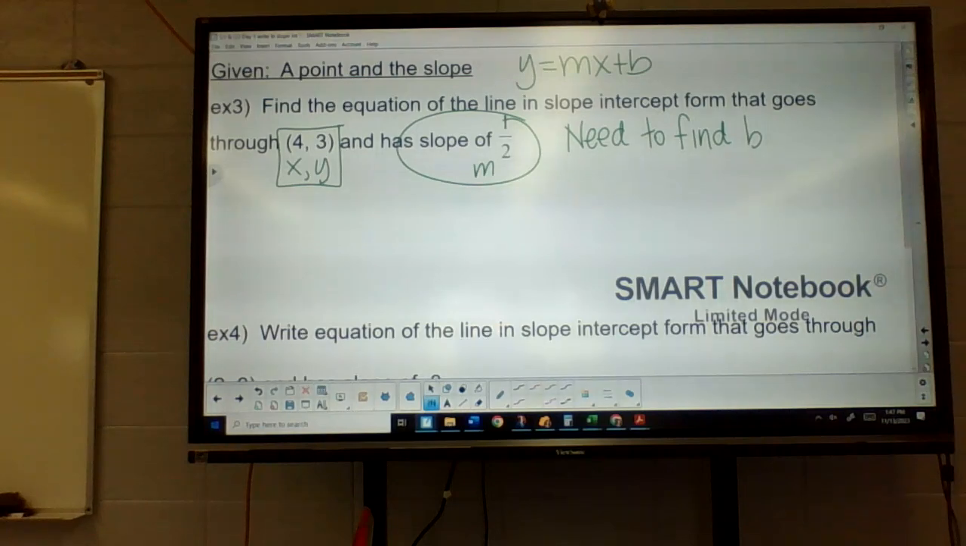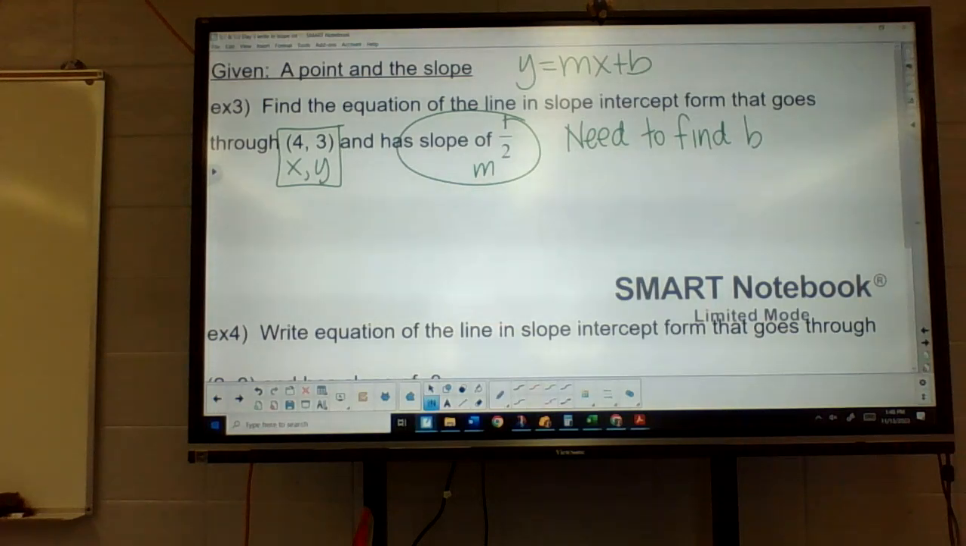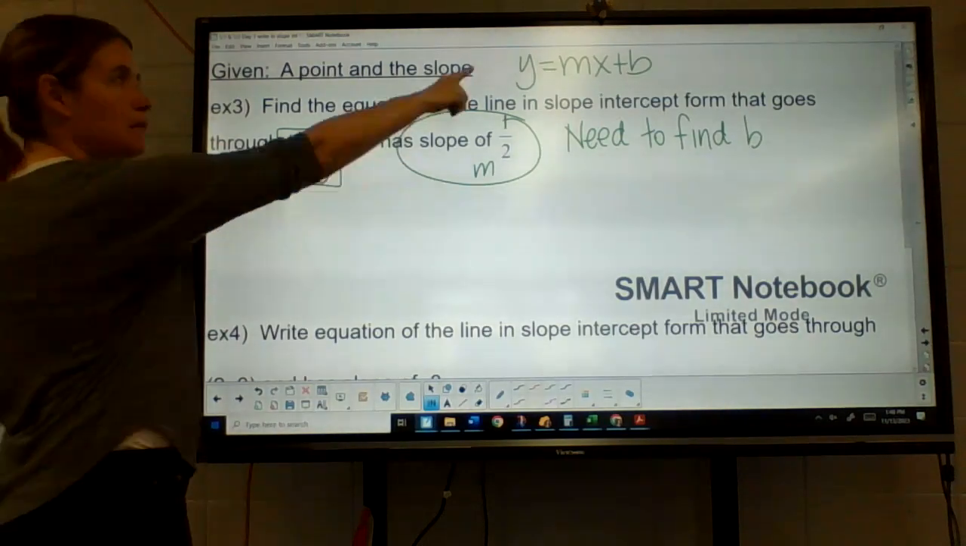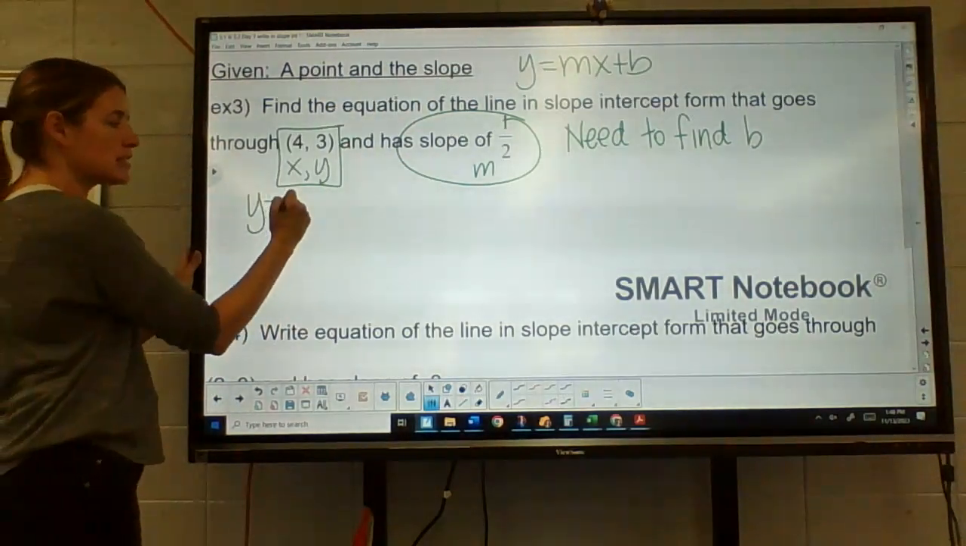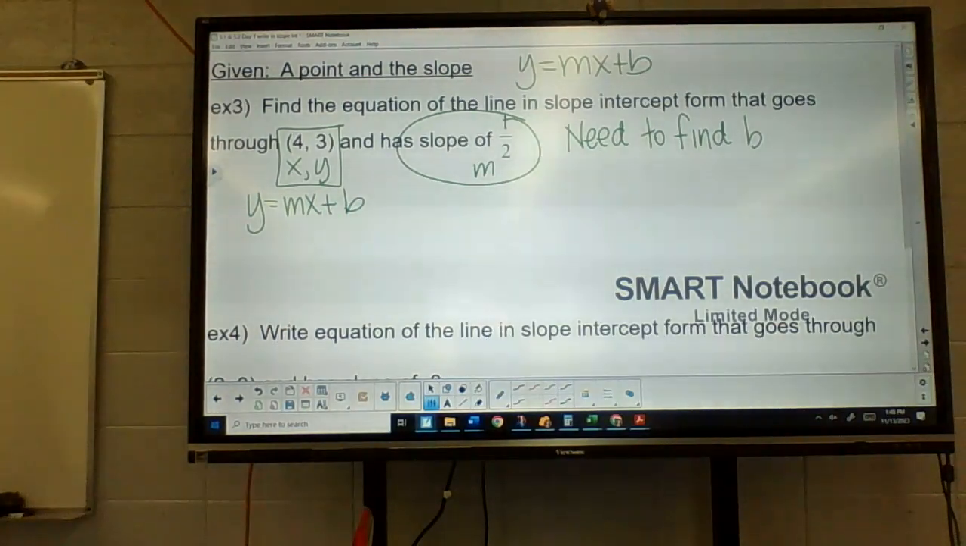So what we're going to do here is solve this equation to find our b. Again, this is where it gets a little bit trickier. We'll do more practice with this once we've done a couple of examples. This is similar to what we did on the front side, except now they're not giving us b, but they're giving us x, y, and m. So I'm going to put all of those into this equation and leave b as a variable.